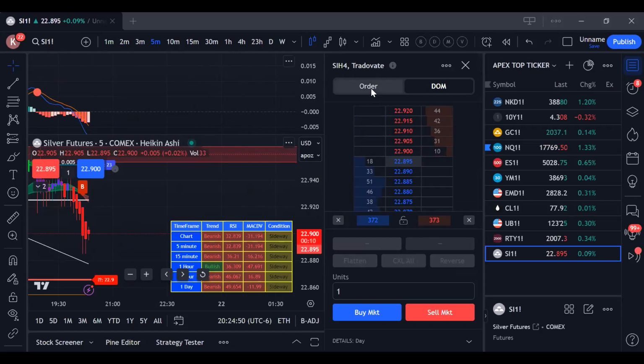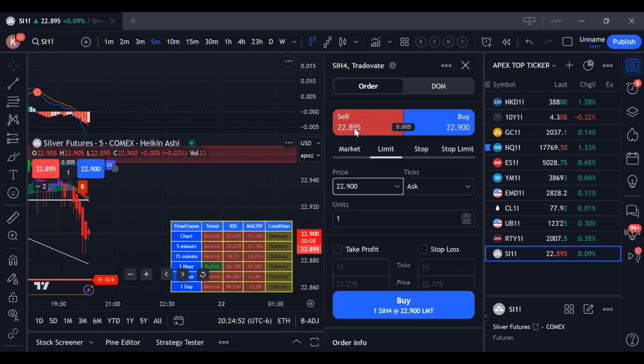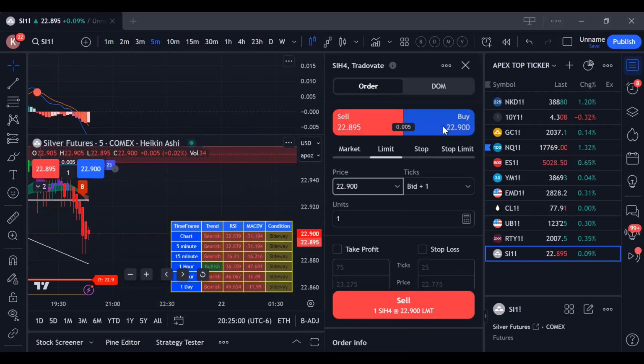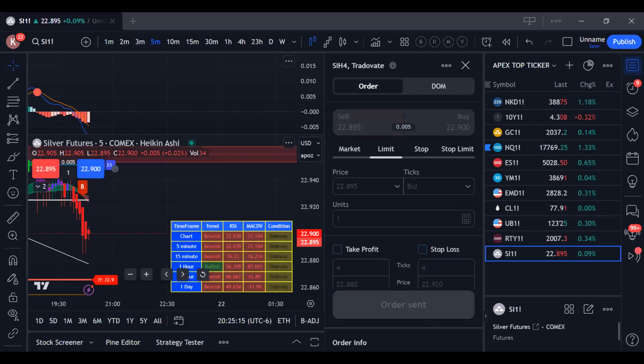So either you can wait for the sell signal, or if you are confident, you can go to this order and say sell. You can put, okay, I want to sell at this price, 22.9. I want to take profit if it moves four ticks. If it moves four ticks in the other direction, I want to take a stop loss. You can also place an order like that.